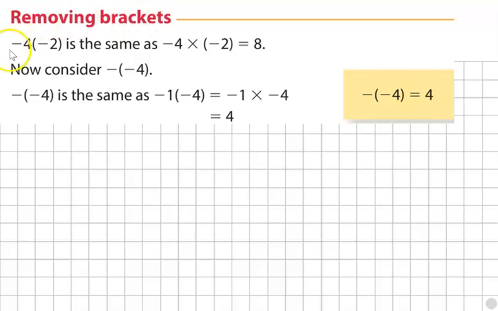Removing brackets. -4 multiplied by -2, so -4 bracket -2, is the same as -4 multiplied by -2. So a minus by minus gives a plus, and 4 by 2 is 8. So same signs give plus. Now consider minus bracket -4. Minus bracket -4 is the same as -1 times -4, and -1 times -4 is +4, because same signs give plus, or a minus by minus gives a plus. So minus bracket -4 will give us 4.